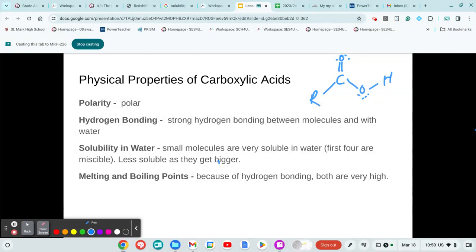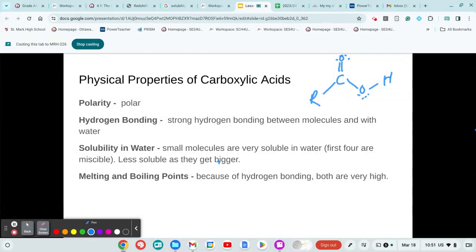And again, because of all that, the small ones are very soluble in water, and then they're less soluble the bigger they get. Methanoic acid, ethanoic acid, propanoic acid, butanoic acid, they're all so soluble, we say they're miscible. But as they get large, they'll become less and less soluble. And their melting and boiling points for the number of carbons they have are quite high because of that hydrogen bonding.